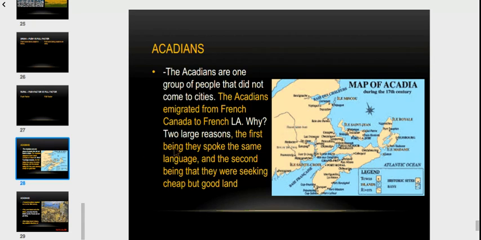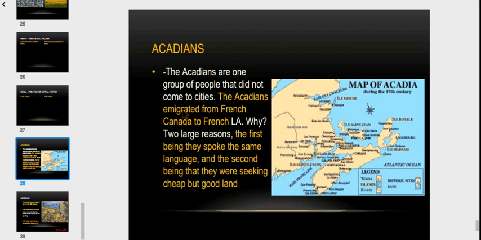Acadians. This is a picture of northeast Canada. That's basically just above northeast United States. Trying to show you exactly where Acadians came from. Acadians came down to southern Louisiana from Canada, and they settled in the region we now know as Cajun country. So the Acadians are one group of people that did not come to cities. The Acadians emigrated. Emigrated is a great word you're going to see in Quizlet today. It means basically to move from an area. They emigrated from French Canada to French Louisiana.